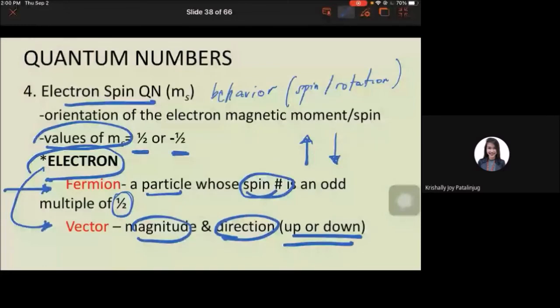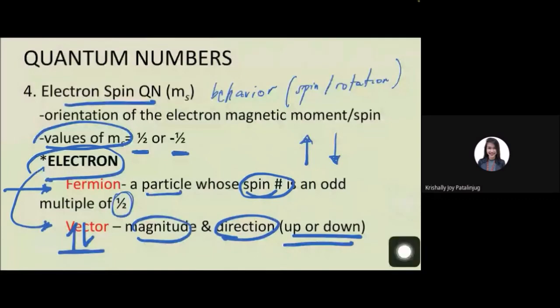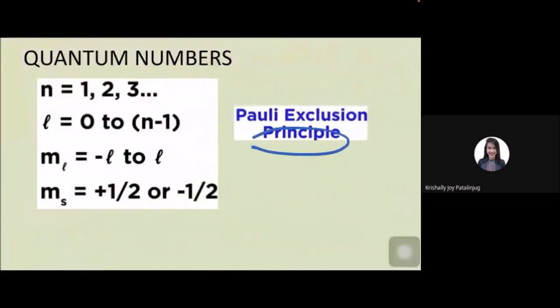we cannot really conclude that two electrons can have the same set of quantum numbers, because at least in an orbital, they differ in spin. One has upward spin, the other has downward spin. Right? Now, that principle is actually stated by the Pauli exclusion principle.